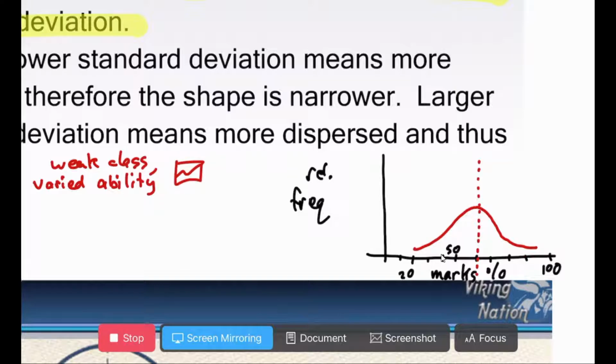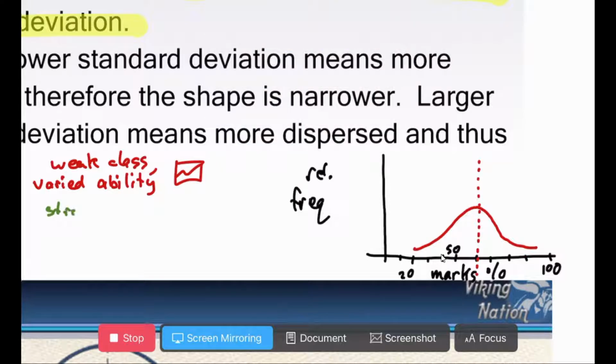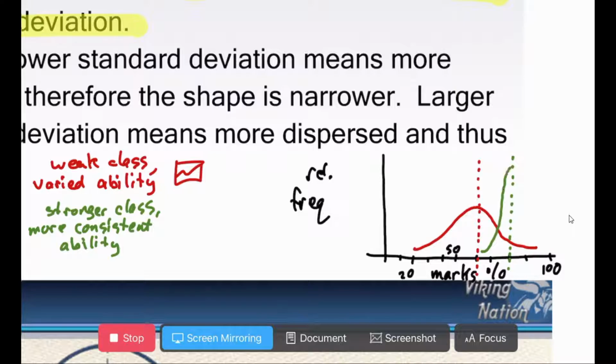So this is our legend. We use red to represent them. Let's say next we have a stronger class, with more consistent ability. If we have more consistency, that means our standard deviation is going to be lower, which means the spread or the width of our graph is also going to be lower. So let's say that the average in this class is 80. I'll draw my mean at 80, and we'll draw our curve, and it's going to be maybe not that narrow. It's going to be narrower though.